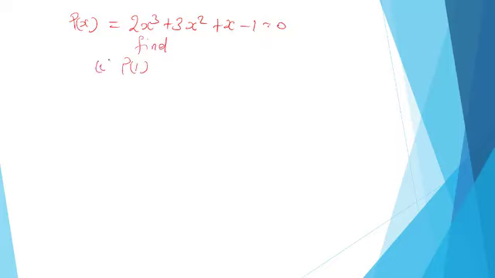Now what if we have a polynomial, let's say P(x) equals 2x3 plus 3x2 plus x minus 1, and you're being told to find number 1, P(1), number 2, you're being told to find P(0), and you're being told to find P(3).